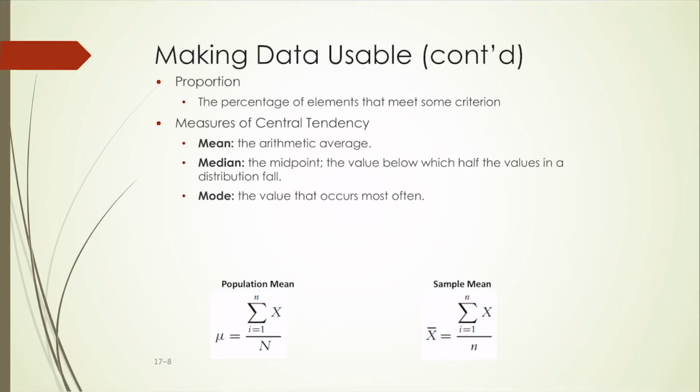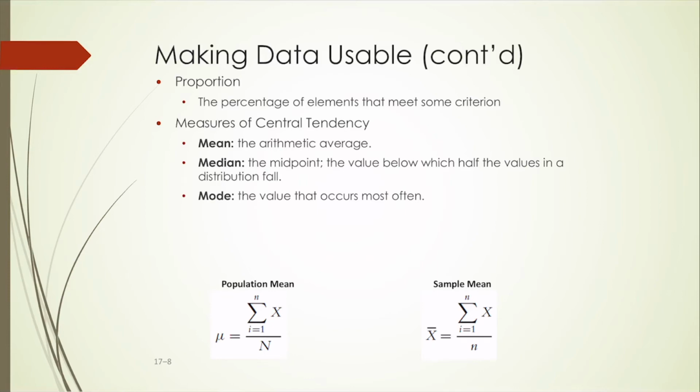Now, making data usable. When you're looking at statistics, and when you're trying to tabulate data, you have what's called the proportion. And the proportion is the percentage of elements that meet some criteria. And that's fairly straightforward. They talk about that on page 412. It says a proportion, such as the proportion of CPAs at an accounting firm, indicates the percentage of population elements that successfully meet some standard concerning the particular characteristics. So it's just looking at percentages of a characteristic of some property.